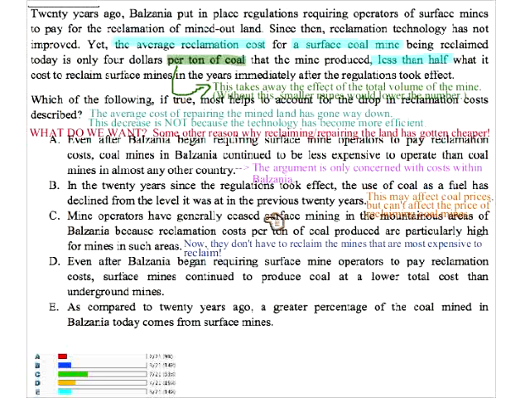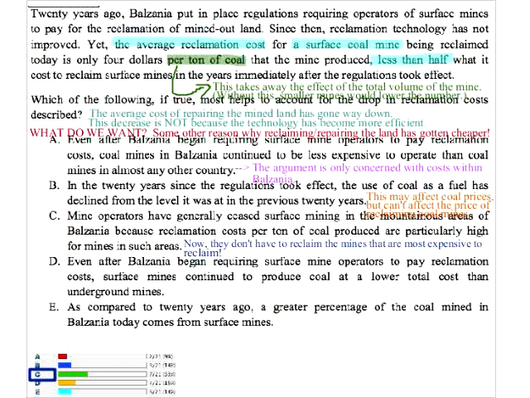D, even after they, so C is going to be it. That's going to be the one that we want. But let's look at the other two choices anyway, because people did pick them. Even after Balzania began to require surface mine operators to pay reclamation costs, they continued to produce coal at a lower total cost. Again, we're only concerned with the cost of reclamation. The cost of coal production is actually irrelevant.